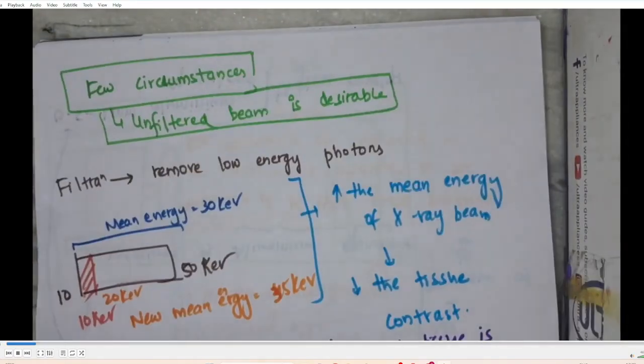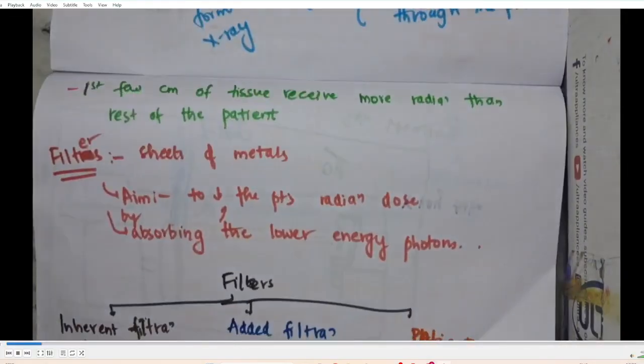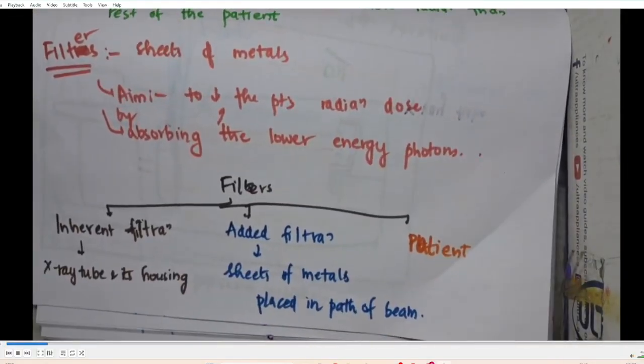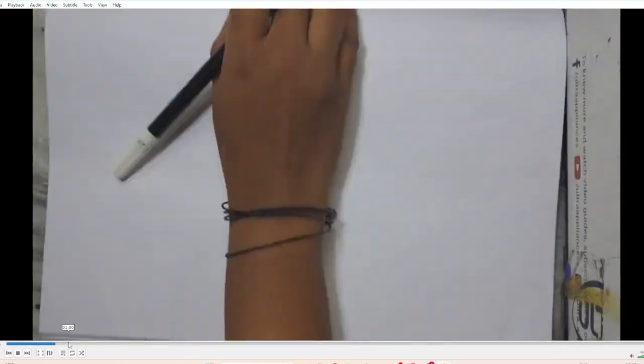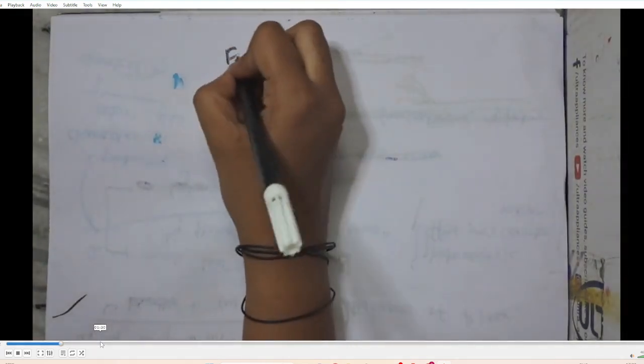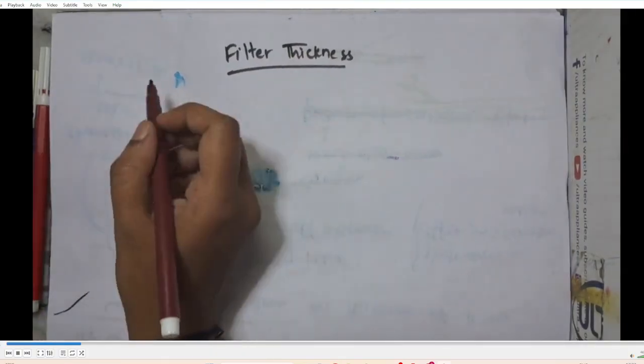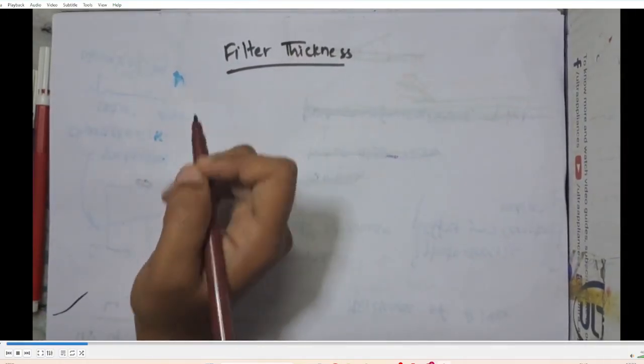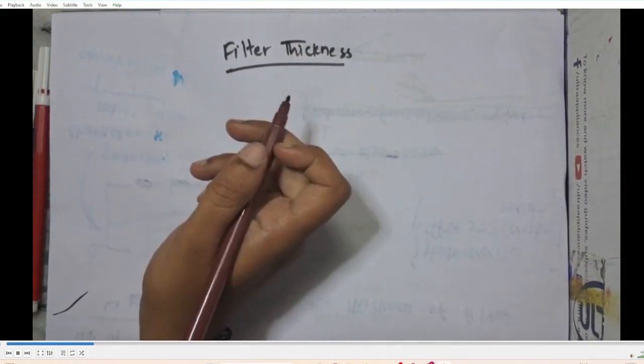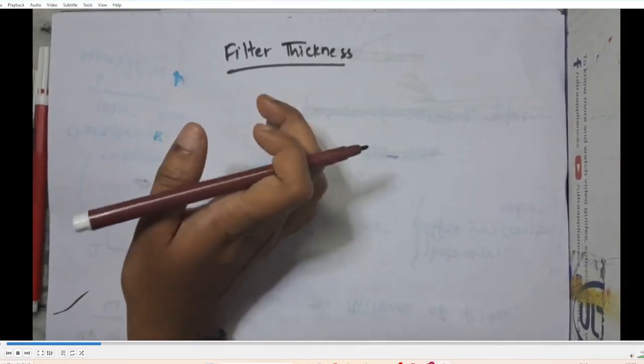Hello friends. Let us now learn some important points about the filter thickness. So we have learned about the different types of filters, added filters and inherent filters. Now let us learn some important points about the filter thickness. After selecting a filter material, usually aluminium, the next step is to determine the appropriate thickness of the filter.